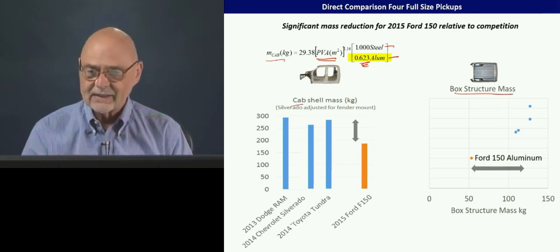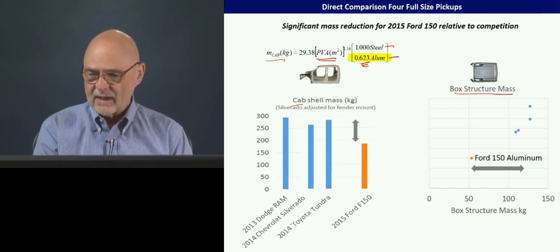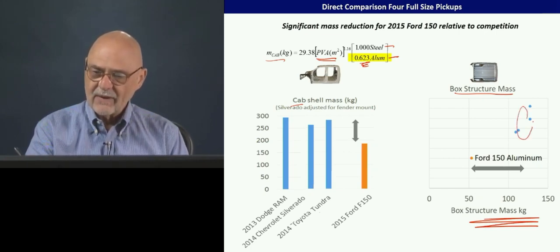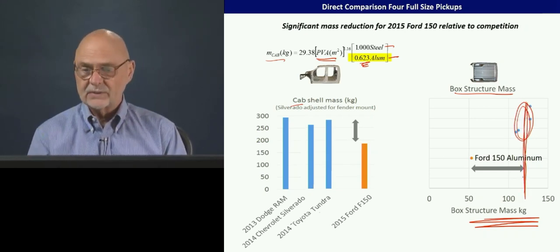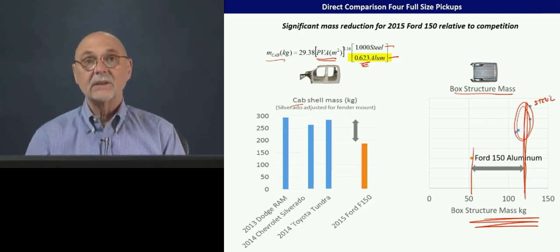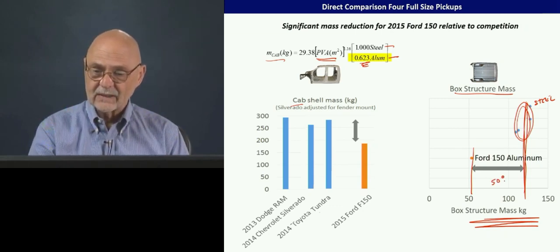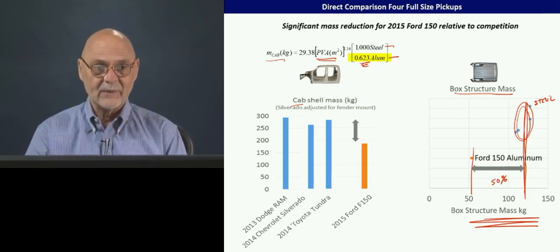When we look at the box, we get kind of a different picture. Here we're looking at the box structure mass on the x-axis this time. So we kind of see the values for equivalent all steel versus the aluminum box. So this one is pretty dramatic. This is about 50% of the mass of the steel when we consider it in aluminum, but we just have the one data point right now.